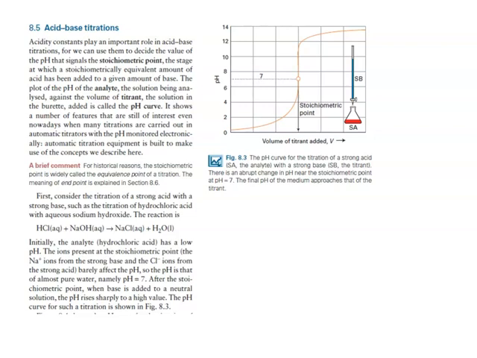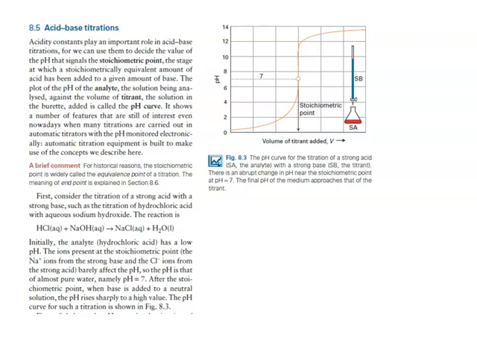So, first, consider the titration of a strong acid with a strong base, our simplest example, such as the titration of hydrochloric acid with aqueous sodium hydroxide, where the reaction is aqueous hydrochloric acid plus sodium hydroxide react to form aqueous sodium chloride, which are just spectator ions, plus water. Typical neutralization reaction. Initially, the analyte, hydrochloric acid, has a low pH.